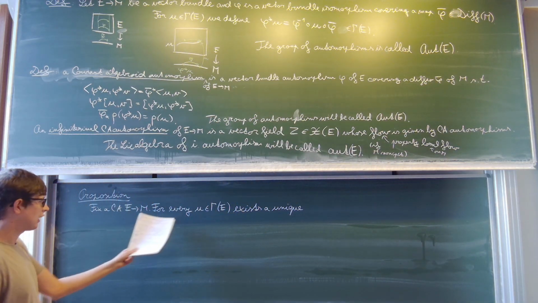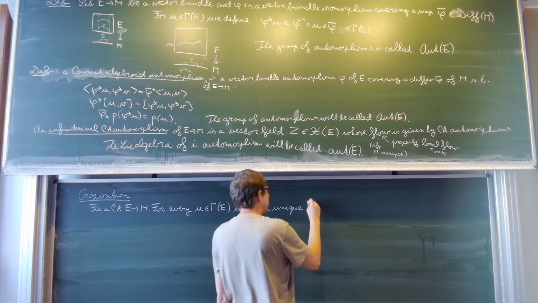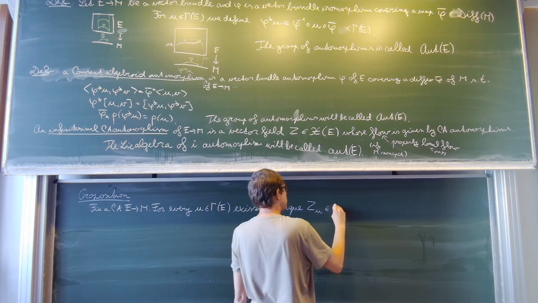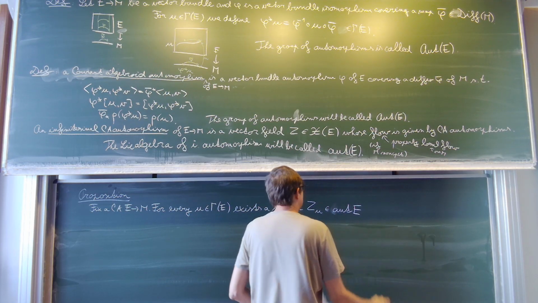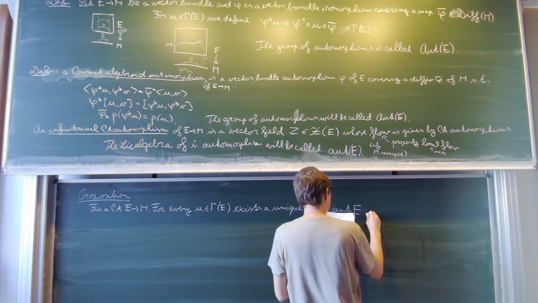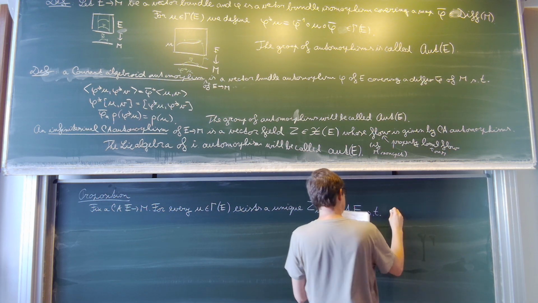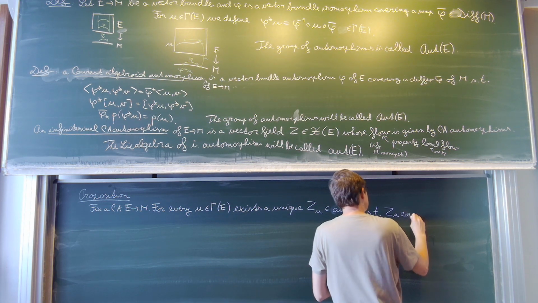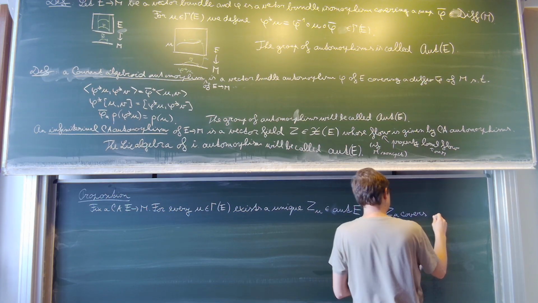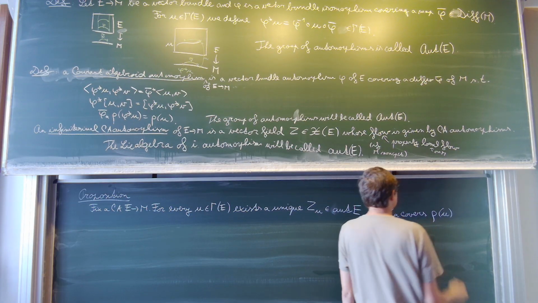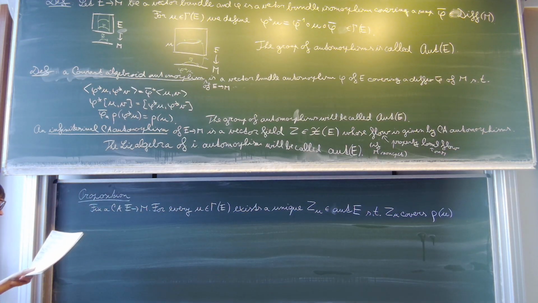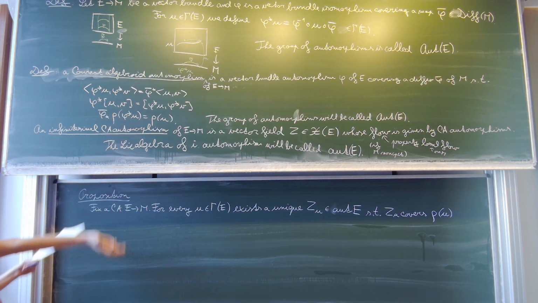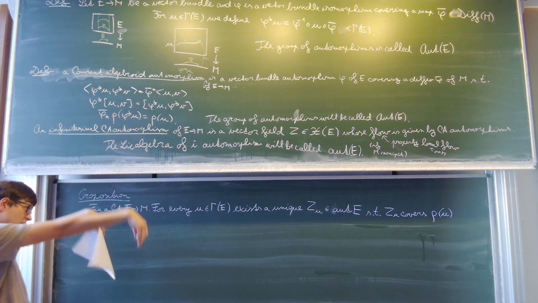Okay, so now I claim that for every section here there exists a unique infinitesimal automorphism Z_U satisfying the two conditions, such that Z_U covers the vector field rho(U). So we have an anchor, we know how to turn a section into a vector field, and I want this thing to be a vector field that projects down to this.